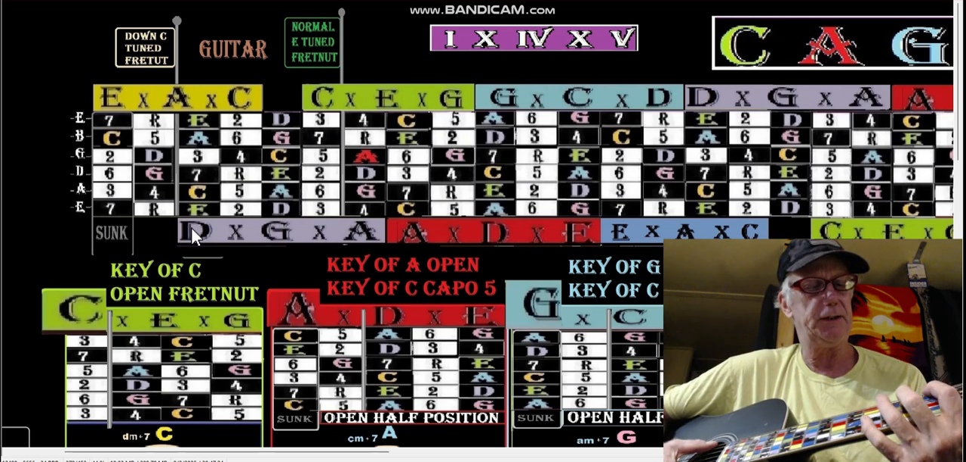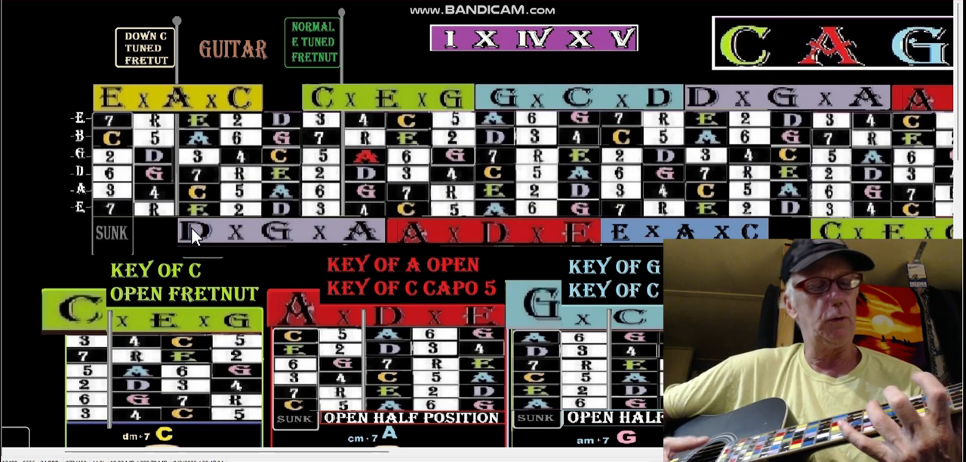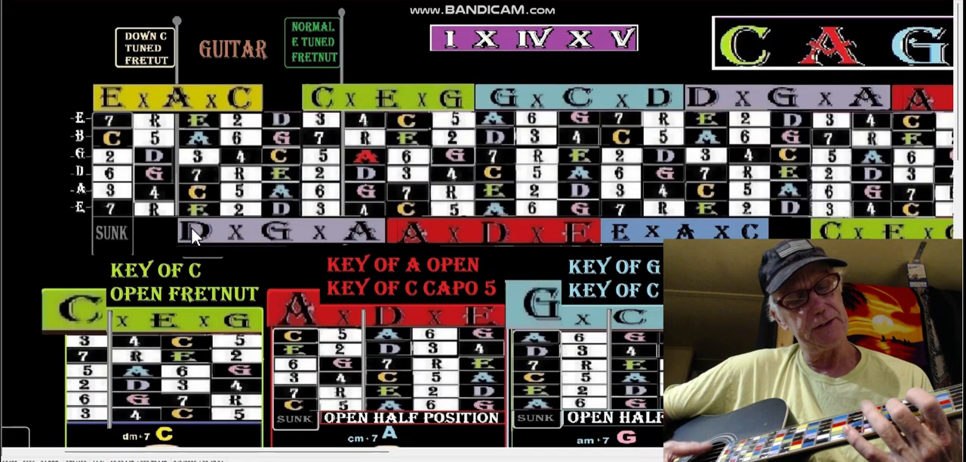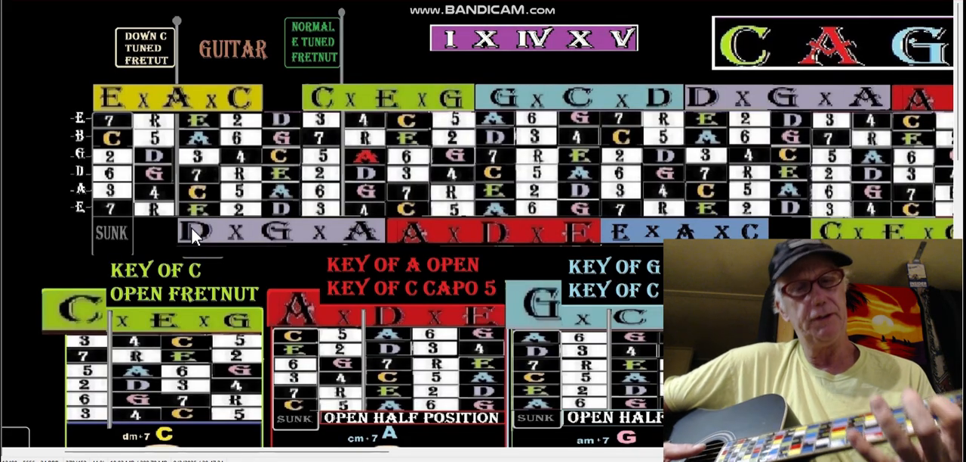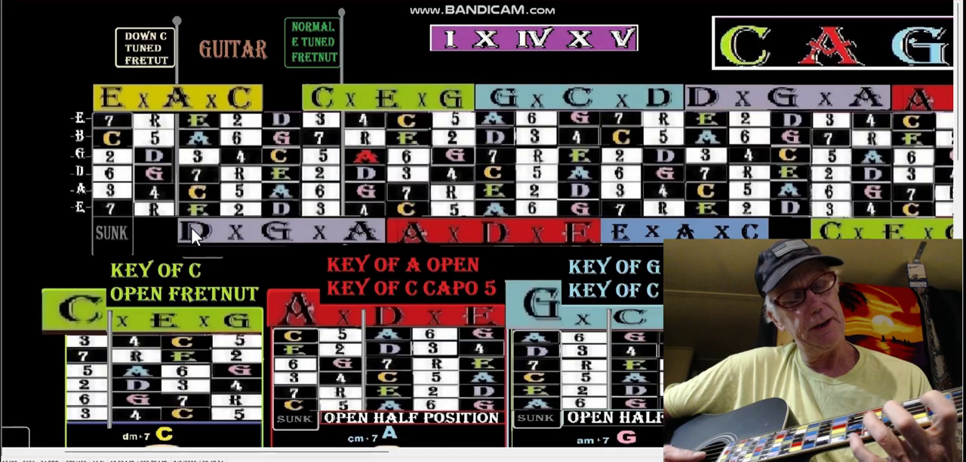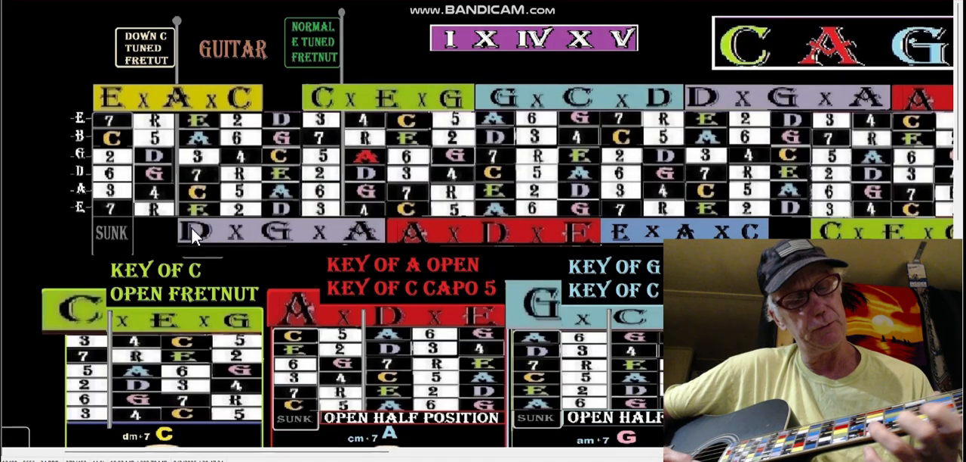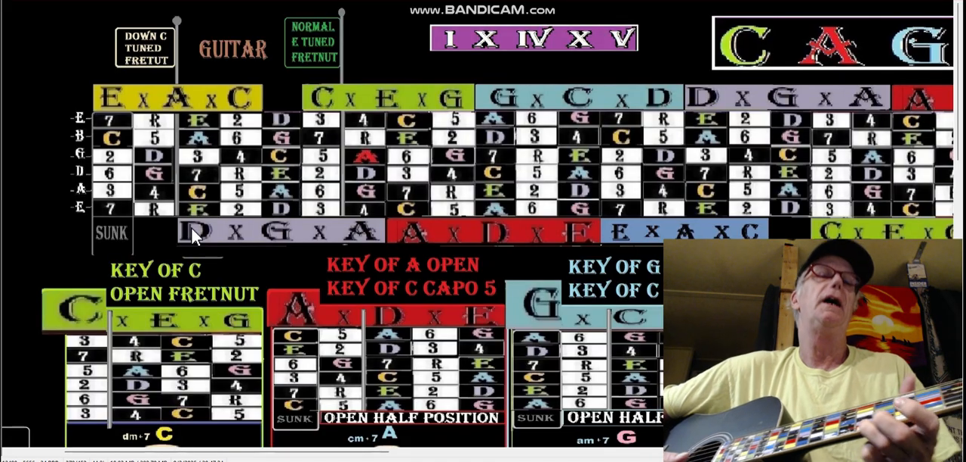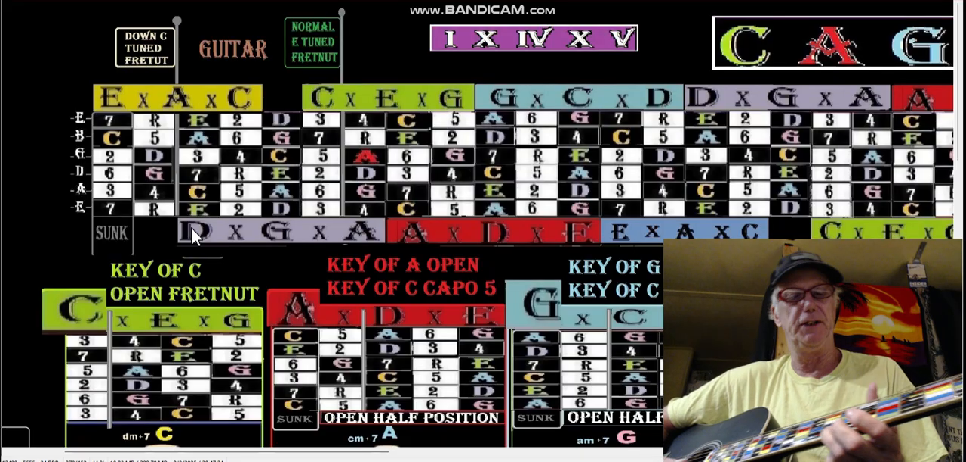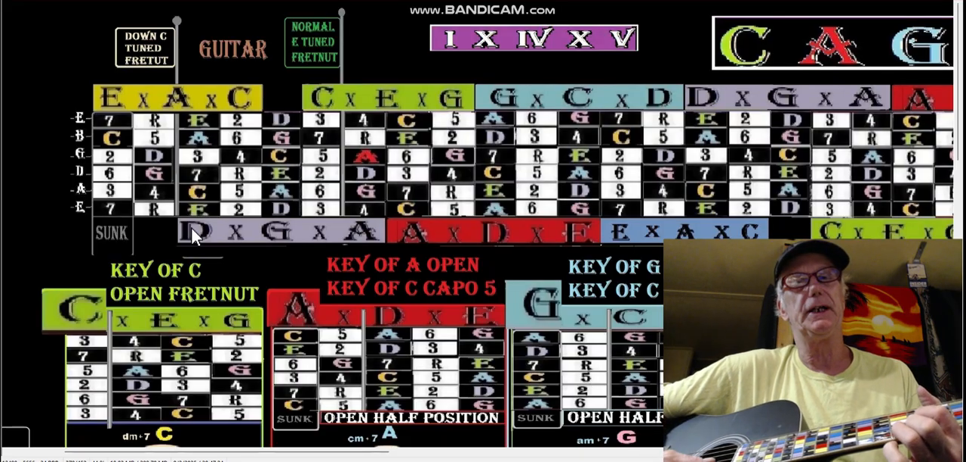E's the second. 2, 3, 4, 5, 6, 7. Root is D. 2, 3, 4, 5, 6, 7. Root, 2, 3, 4. There you go. G is the fourth of D. So if it's wrong, just do it again.